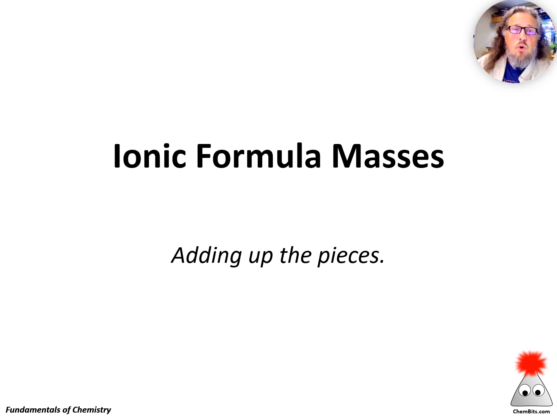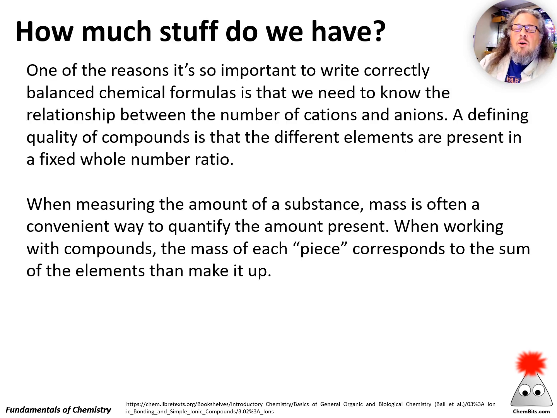One quantity that's important for us to know in a lot of contexts is mass. So how do we find the mass when we're dealing with an ionic compound? Well, simply, it's because mass tells us how much stuff is present. It tells us how much matter we're dealing with.